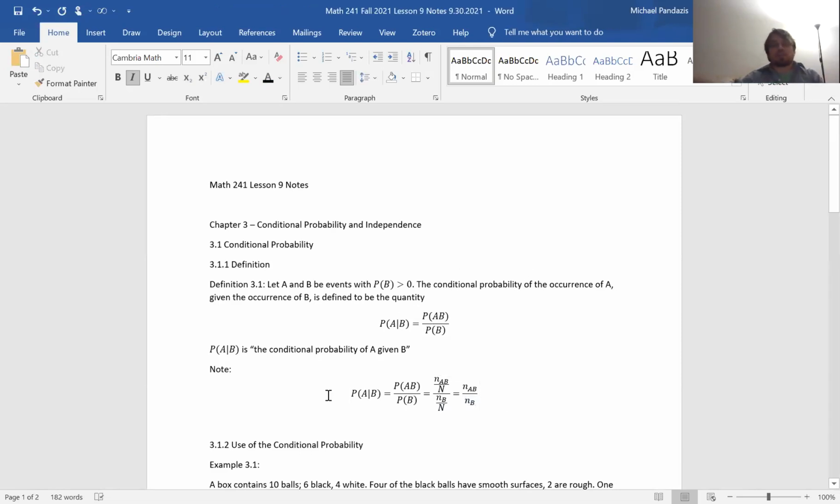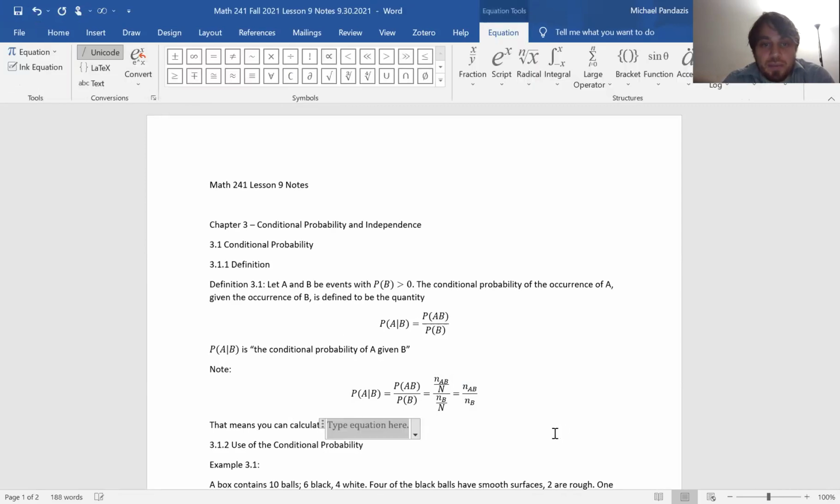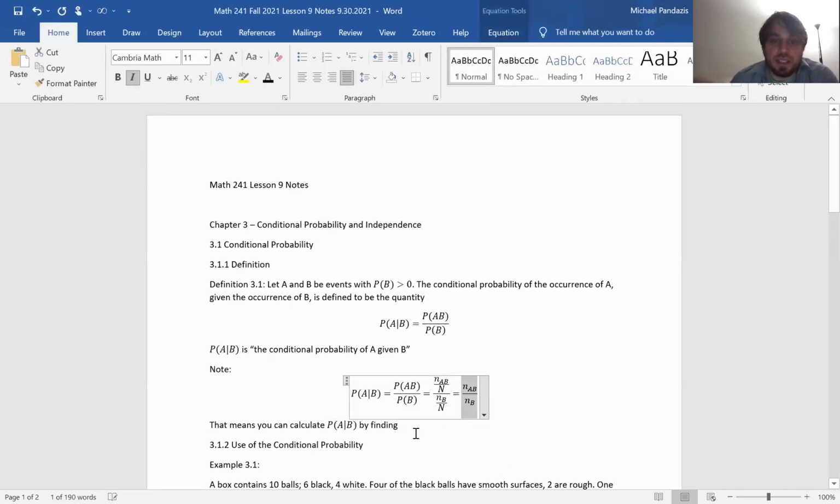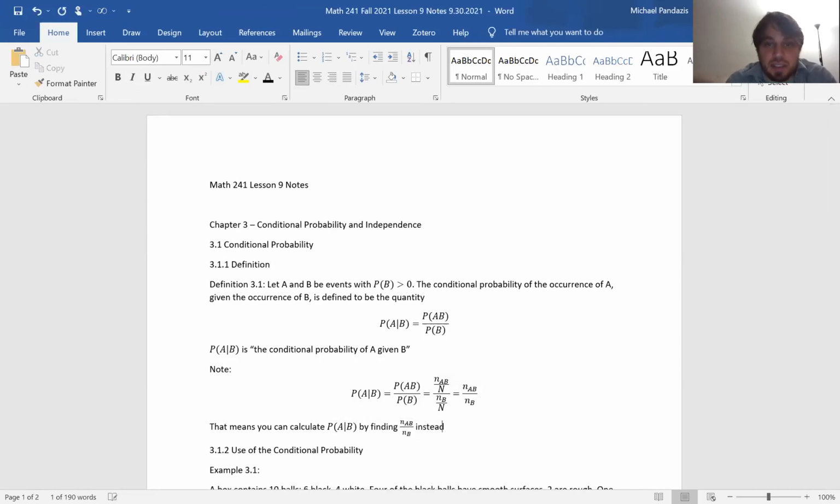Okay, so when you're calculating the probability of A given B, there's also a shortcut where instead of using each of the probabilities, you can count the number of elements in AB and divide it by the number of elements in B. Sometimes, not always, this is a better way to calculate the probability of A given B. So you can calculate the probability of A given B by finding this quantity instead. All right.